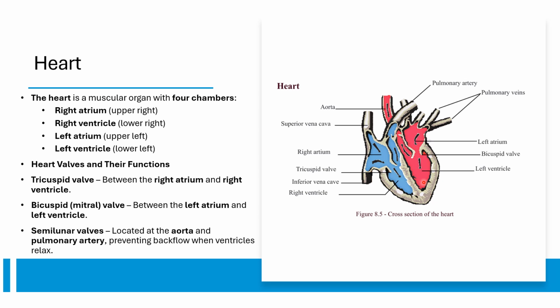And then there are semilunar valves over here. These valves are located at the aorta and the pulmonary artery, preventing the backflow when ventricles relax. Right after the ventricles pump their blood through the pulmonary artery or the aorta, they relax. So there's a pressure drop and the blood might try to backflow. So these semilunar valves are there in the aorta and the pulmonary artery to prevent the backflow of blood.